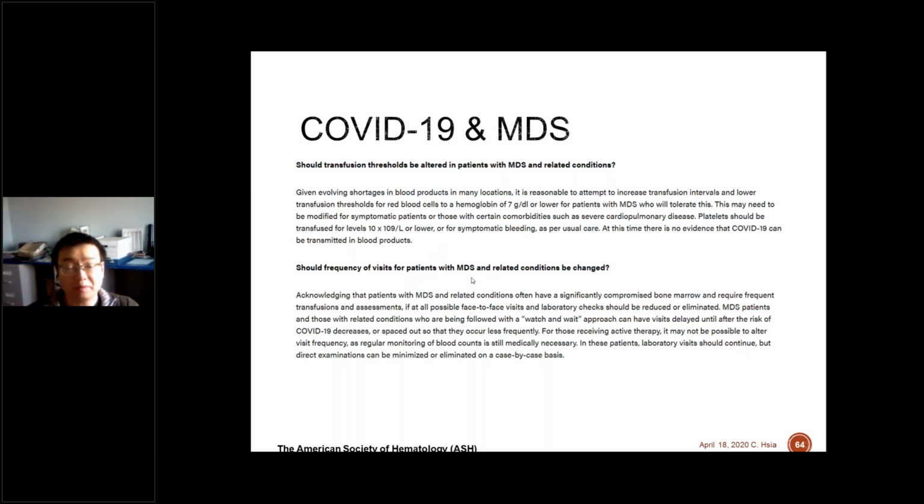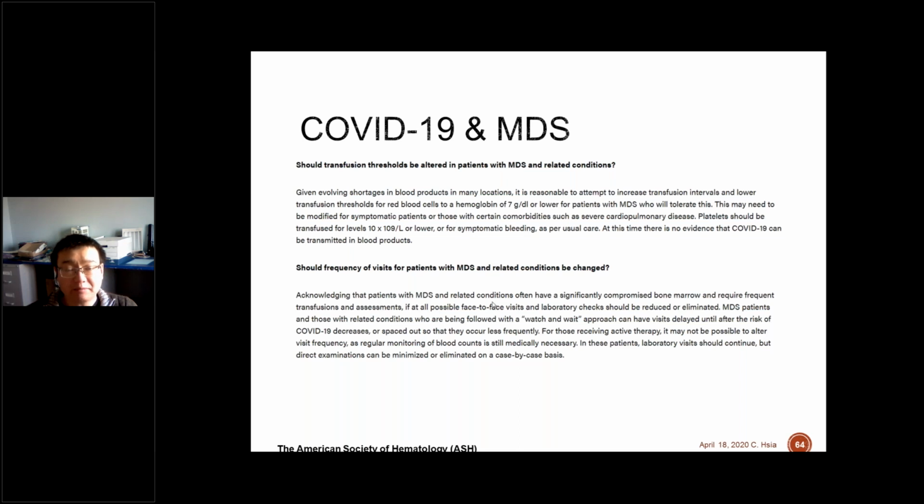Should the frequency of visits for patients with MDS-related conditions be changed? Again, every time you come in person, face-to-face visits, you're increasing that risk. So you would have to have a negotiation with your physician about how frequently you actually need to come in for blood work, for your transfusions, for your face-to-face visits.